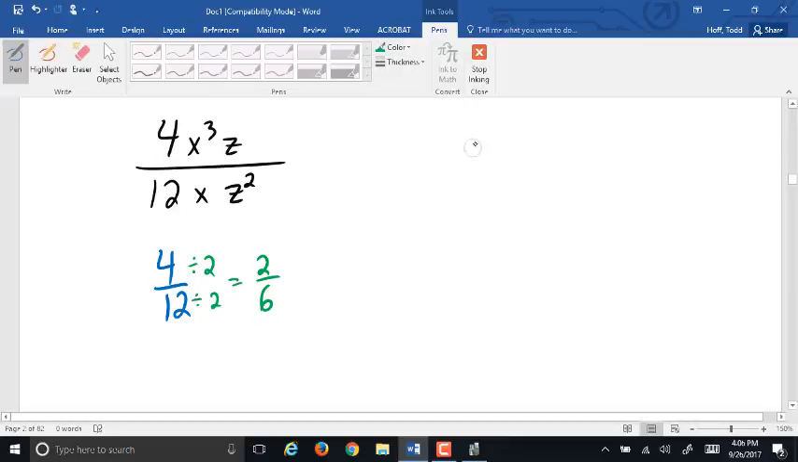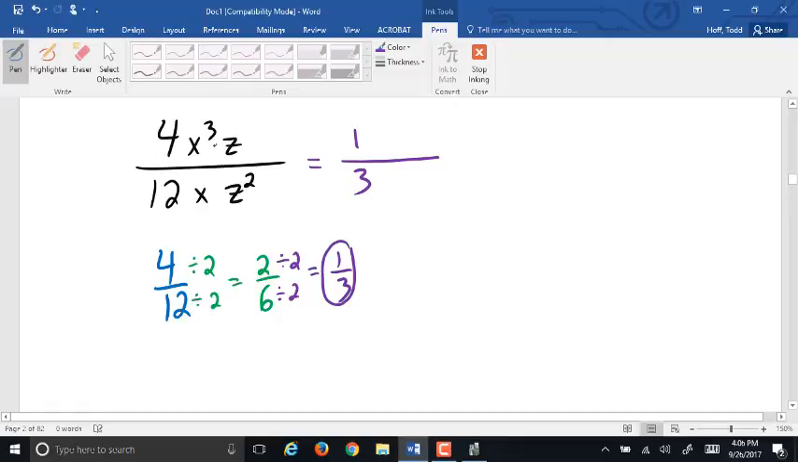Are we done? No, both of those can still be divided by another 2. 2 divided by 2 is 1. 6 divided by 2 is 3. That's as far as we can reduce it. So that tells us the numerical portion of our answer is 1 over 3. 1 in the numerator, 3 in the denominator.